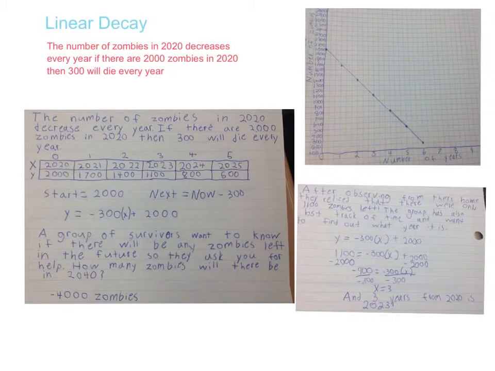Now for our recursive equation, we start with 2,000 zombies, so start equals 2,000, and it will be next equals now minus 300. Turn that into an explicit equation: we have y equals negative 300x plus 2,000. We just need to plug that in.